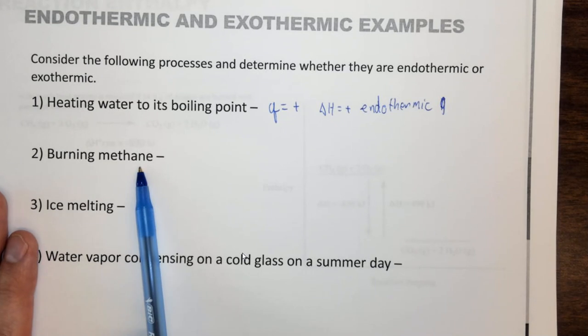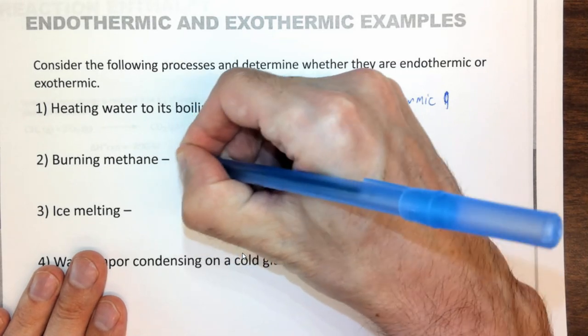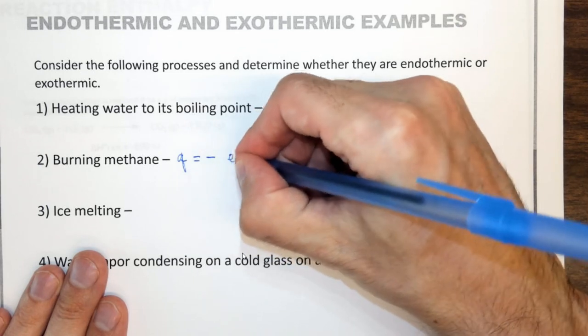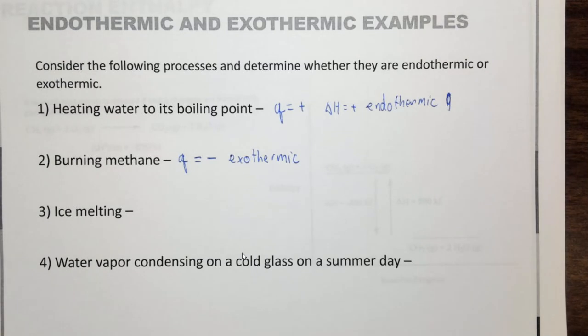Burning methane. Now, burning methane is one that confuses students, because if you want to start burning methane, you have to add a spark. And that adds what's called the activation energy. And that doesn't count. So think about what's happening while the methane is burning. Is heat being released or is heat being absorbed? Well, in this case, heat is being released when you burn methane. So Q is negative, delta H is negative, and this is an exothermic process.